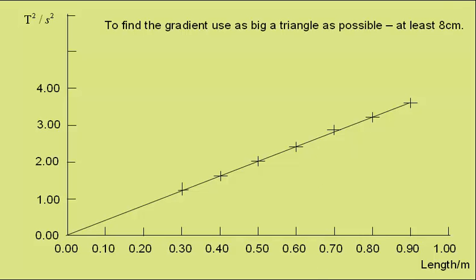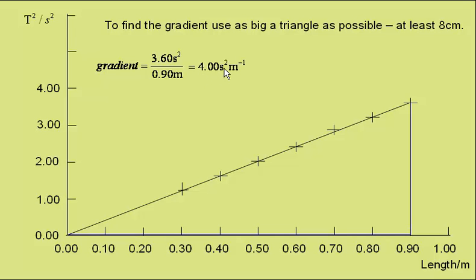To find the gradient of our line, we use as big a triangle as possible, which must have sides of at least 8 centimeters long. So in this case, I can do this as my triangle. The gradient is the change in y divided by the change in x. The change in y is from 0 to 3.6 seconds squared in this case, as x changes from 0 to 0.9 meters. This gives a gradient of 4 seconds squared meters to the minus 1.